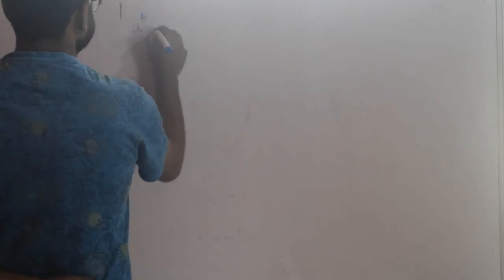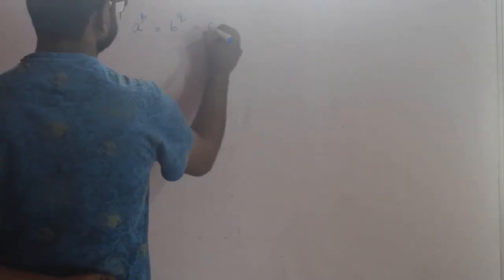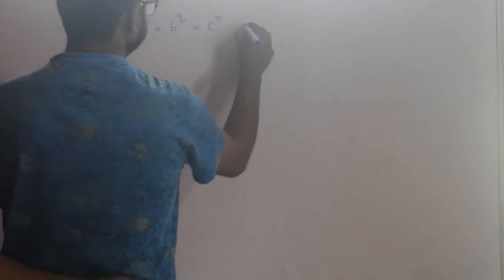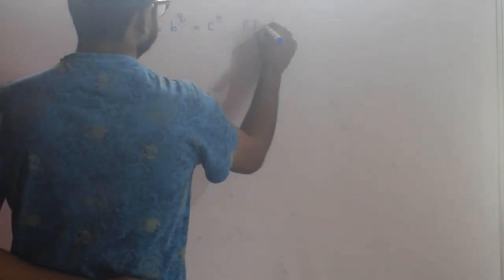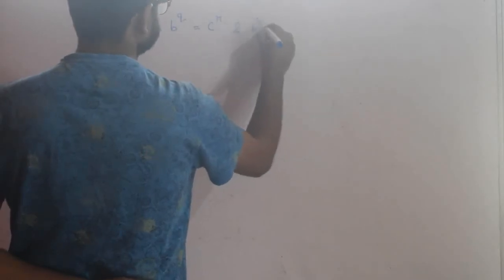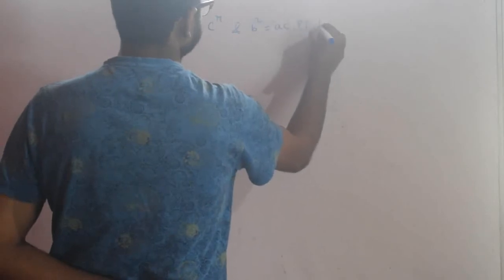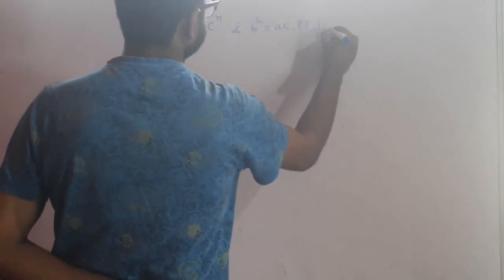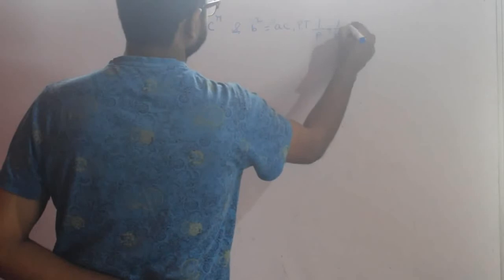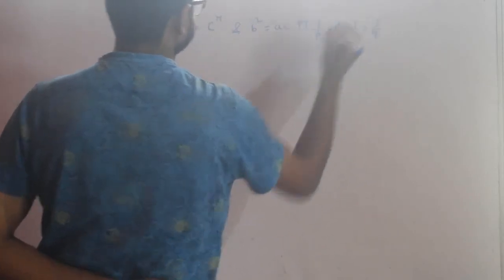Now one more. Suppose you are given a to the power p is equal to b to the power q equal to c to the power r, and also one more condition, b square is equal to ac. Then prove that 1 by p plus 1 by q plus 1 by r is equal to 3 by q.